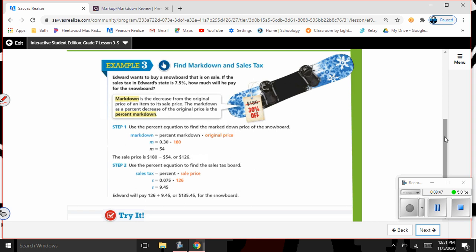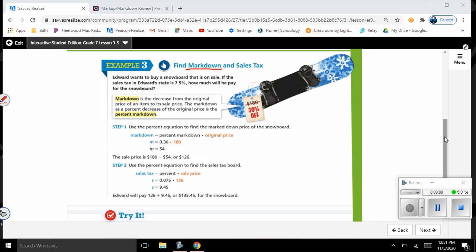Taking a look at what we got right here. Edward wants to buy a snowboard that's on sale. The sales tax in Edward's state is 7.5%. How much is he going to pay for the snowboard? Okay, so this is a markdown kind of problem. We're going to emphasize markdown. We're going to also emphasize sales tax, which everybody is going to be involved with as well.